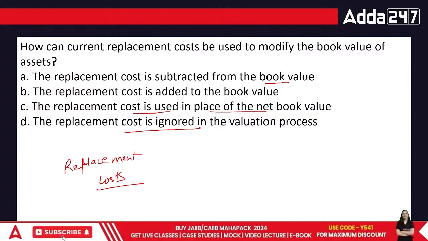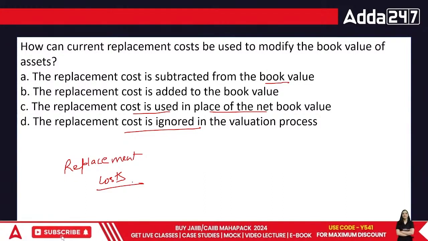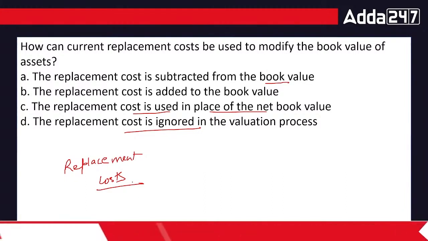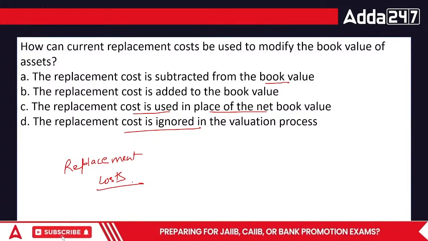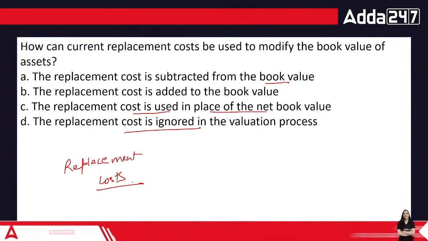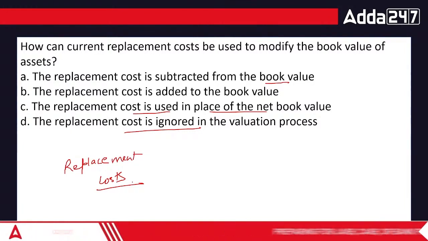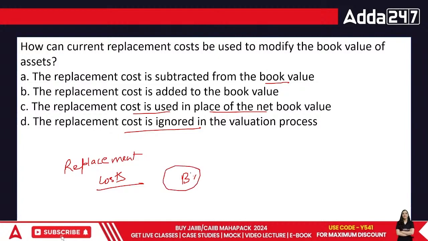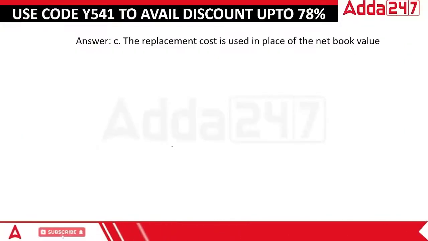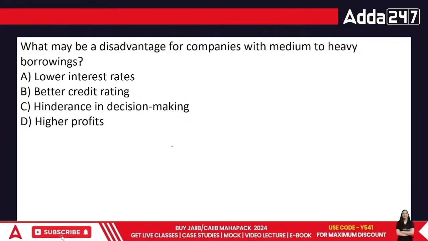So the replacement cost is basically related to the book value. We actually replace it. In this case, if we are recording something at the book value, we won't continue with the same book value at all. So the book value, which is no more useful or has become unrealistic, we'll switch to replacement costs. Then, what may be the disadvantage with medium to heavy borrowings?